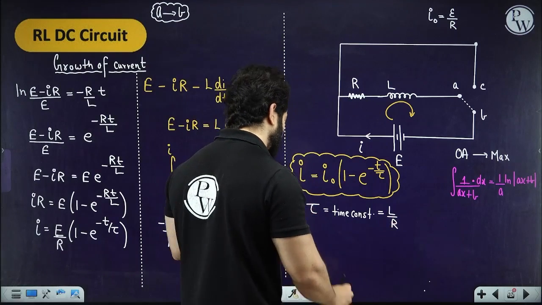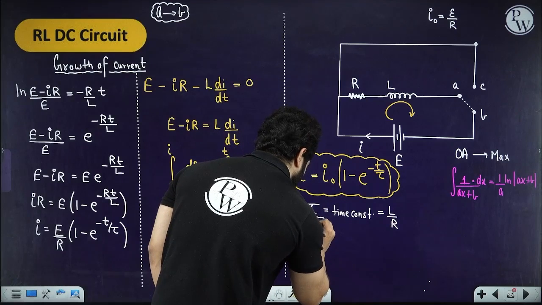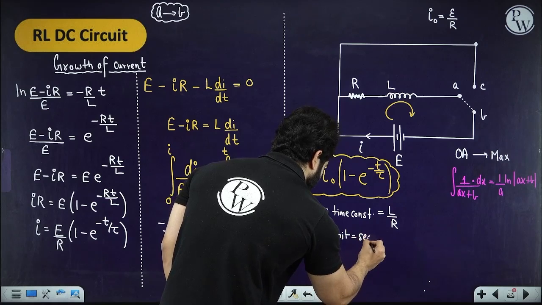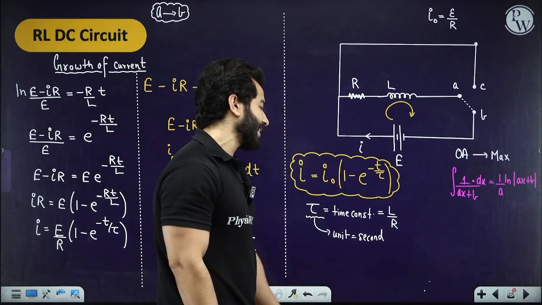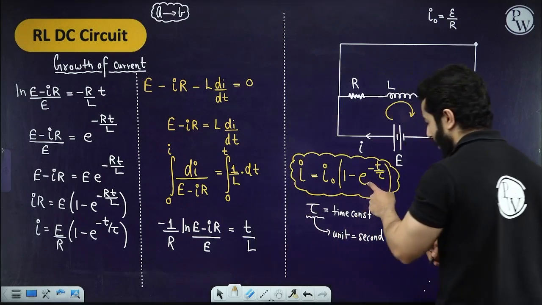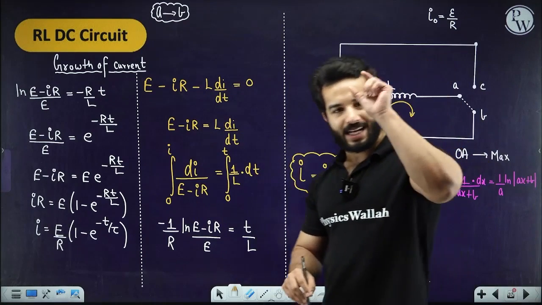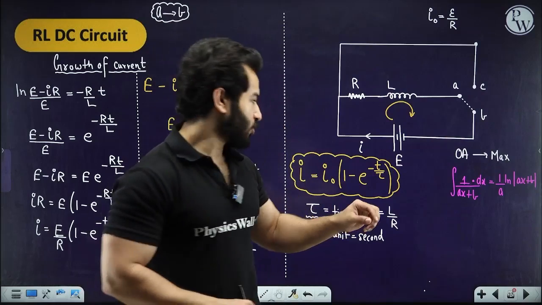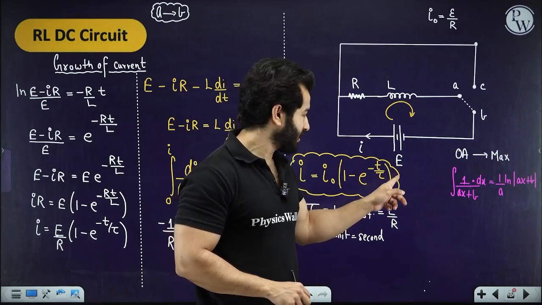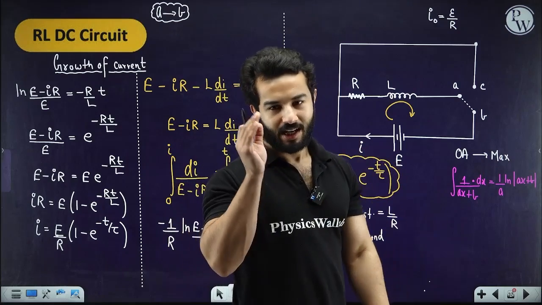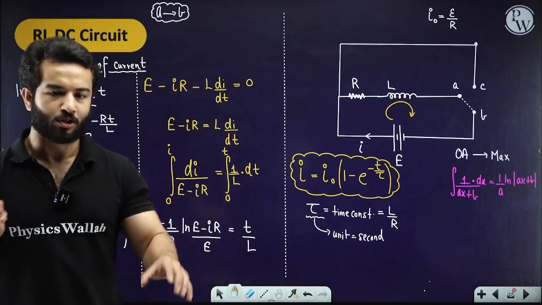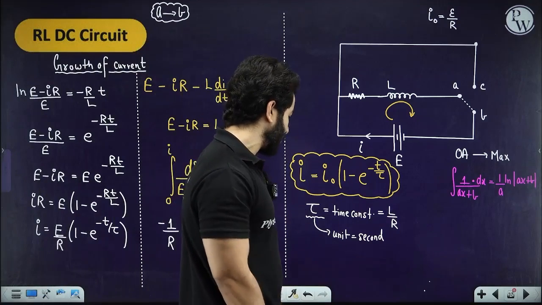If someone asks you what is going to be the unit of this tau, the unit of this tau is going to be second. I can quickly derive that L upon R is second, but I know one thing, whatever is in the power of e is dimensionless. So this tau must also be in seconds, so that this whole thing becomes dimensionless. This is one point which will be useful for you in units and dimensions also. So please note it, or please revise it if you have forgotten it.